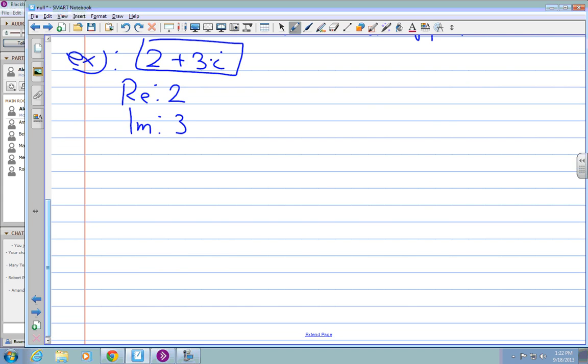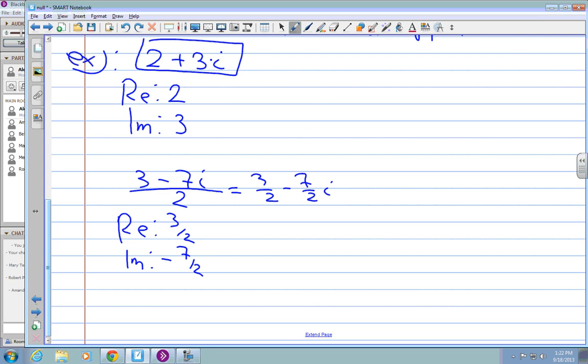How about this? 3 minus 7i all divided by 2. Is that a complex number? Yes. What is the real part of that number? 3 halves, because it's all divided by 2. So the real part, very good, is 3 halves. What is the imaginary part? Negative 7 halves. Very good, because I can look at this number and write it as 3 halves minus 7 halves i. 2 divides both portions. So 3 halves is the real part, negative 7 halves is the imaginary part. Good? Good. So that's still a complex number.